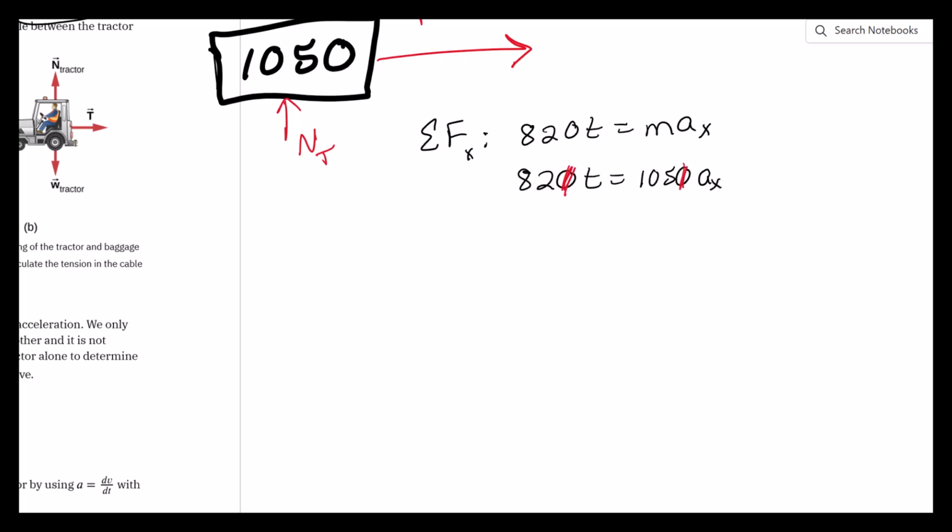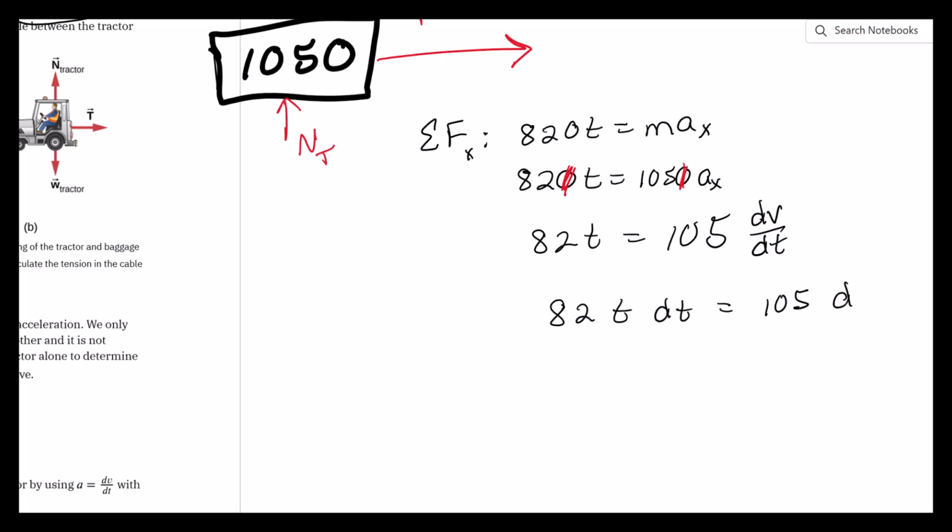So I'll have 82t equals 105 times the acceleration in x. But instead of writing a sub x, remember that acceleration is dv/dt. Now I'm going to move my dt to the other side, so all the t's are on the same side of the equation. And now I'm going to integrate.